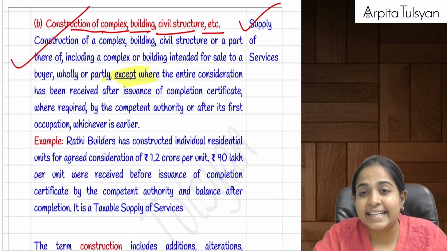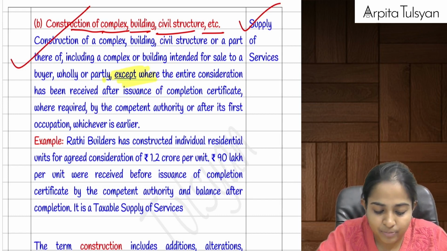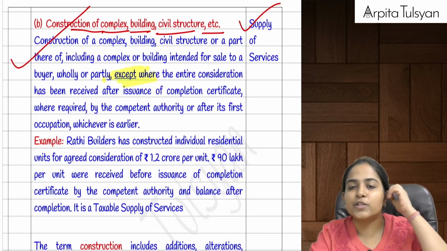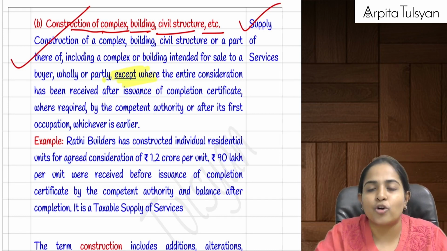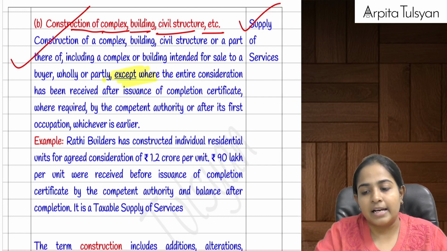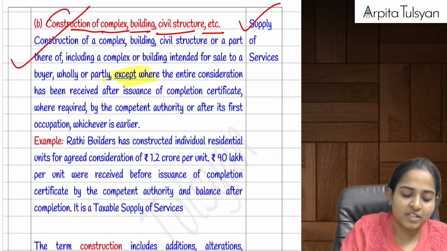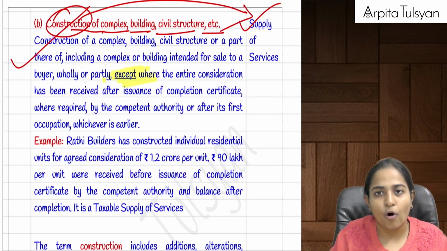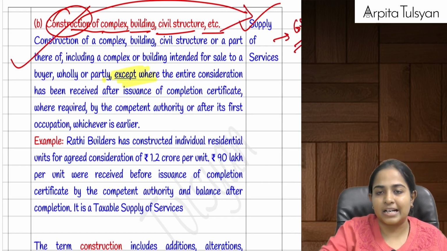where the entire consideration has been received after issuance of completion certificate or after its first occupation, whichever is earlier. What are they trying to say? Construction service will be called as supply of service, meaning there will be GST applicable on such construction service.